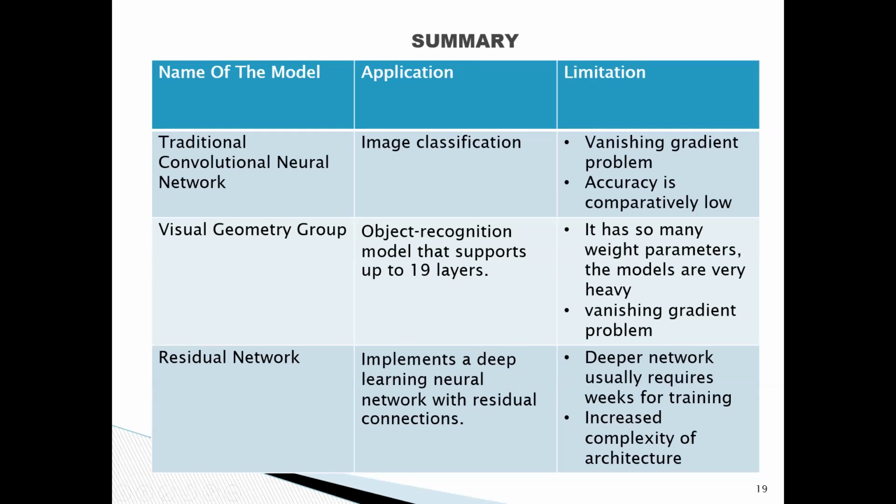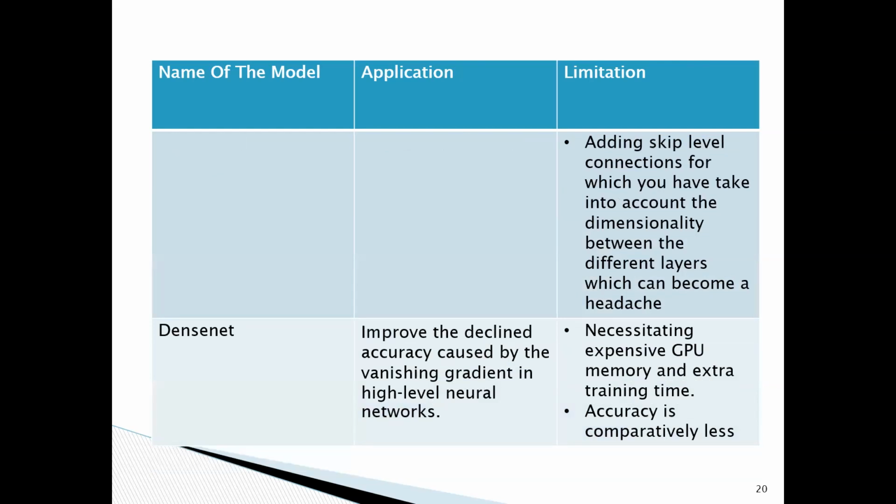So it will reduce the vanishing gradient problem. When it comes to the disadvantage, the complexity of the structure may increase, and the deeper the network, the training time increases. When it comes to DenseNet, its major advantage is similar to ResNet. So we can reduce the vanishing gradient problem.